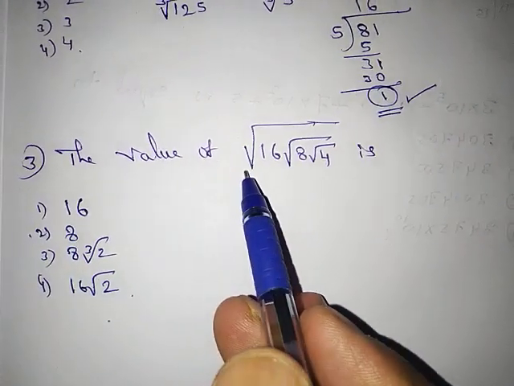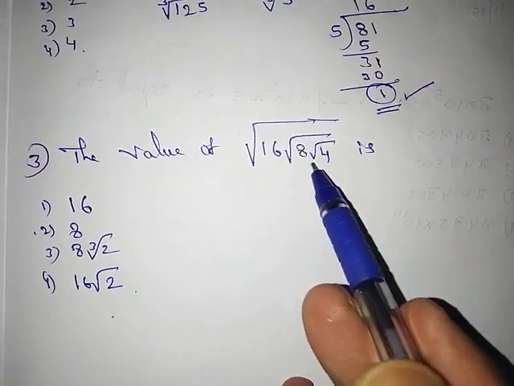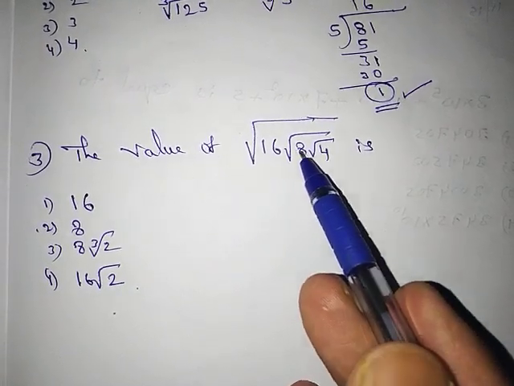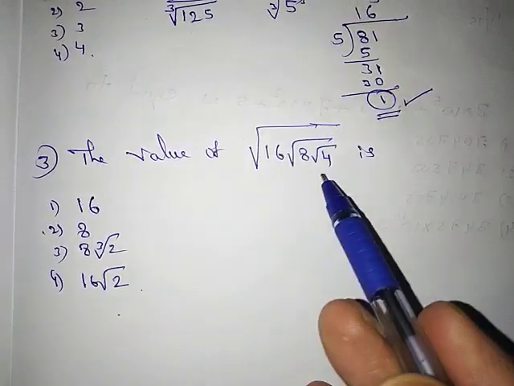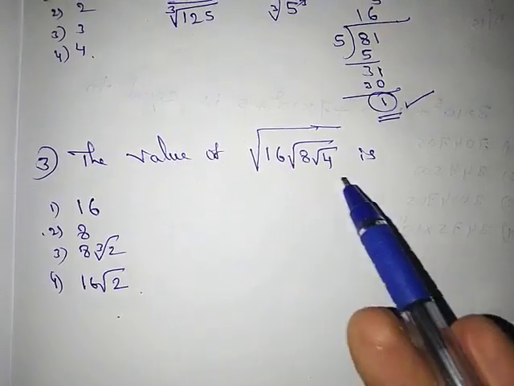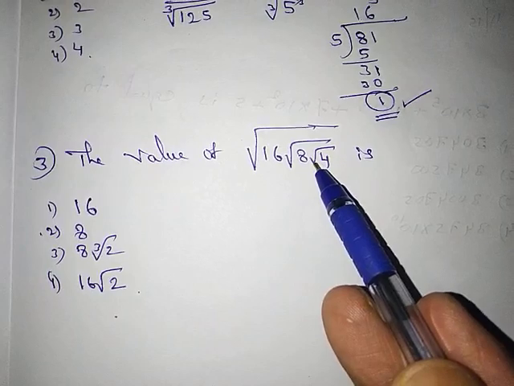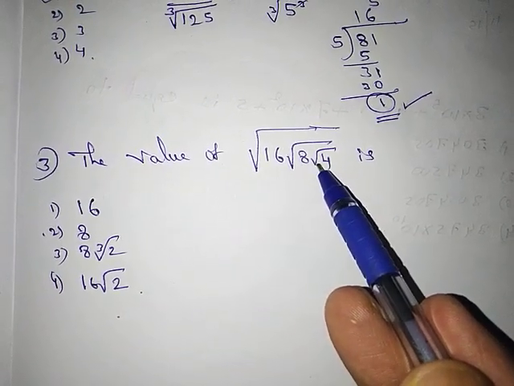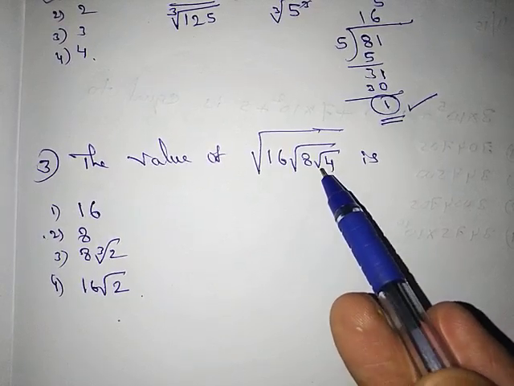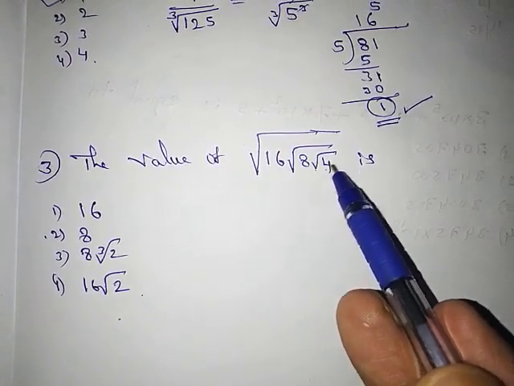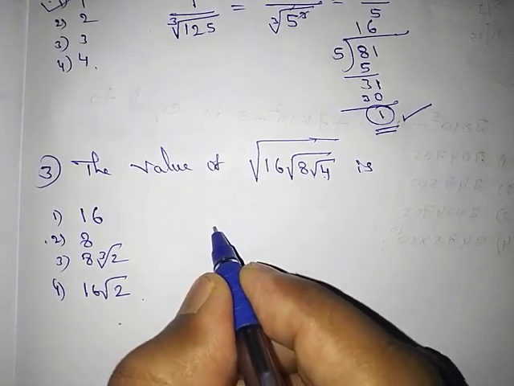The value of root of 16, root of 8, root of 4. We have to remove these roots. If we need to find the value of this, we need to solve the innermost one first, just like the BODMAS rule. Here there is no BODMAS rule applied, but the root is 4. That means I will show you by writing this.